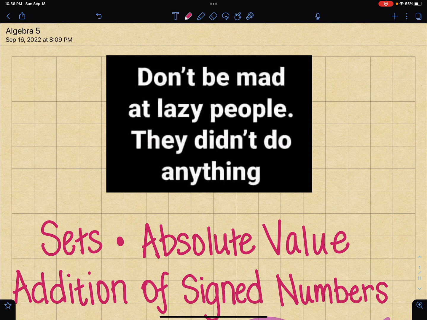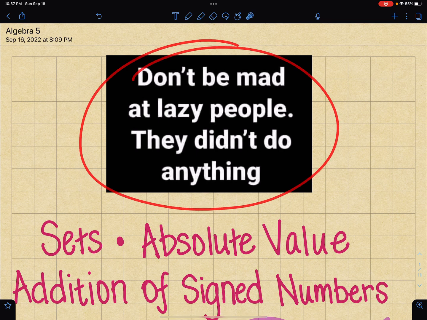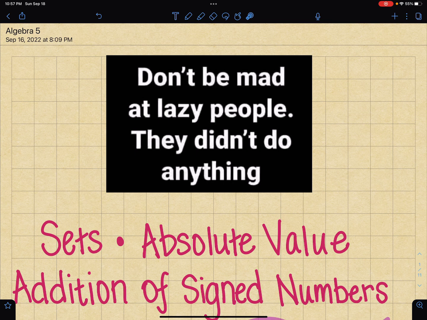You know that I am doing this very late at night, so if it doesn't completely make sense, it's because it's either late at night or because I might have already taken a little something to help me sleep. But either way, we're going to get through this because you only need half a brain to do this. It's going to be that easy. It is so good. First of all, don't be mad at lazy people. They didn't do anything. No, they didn't. They were too lazy to do something.